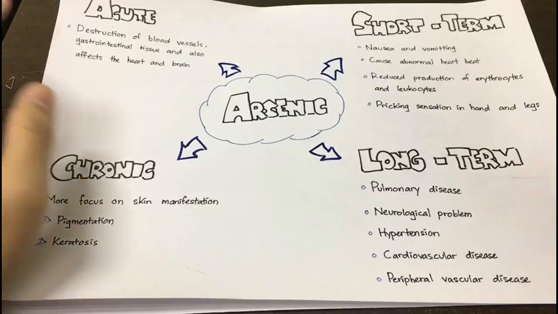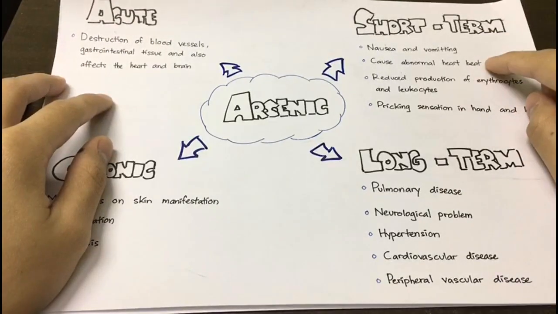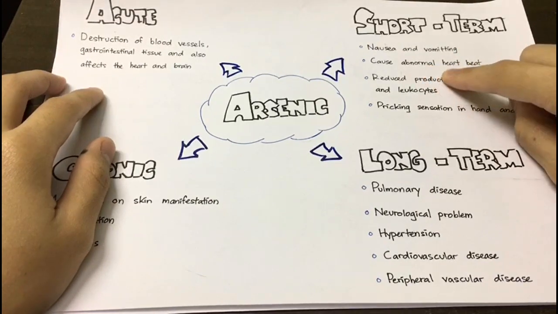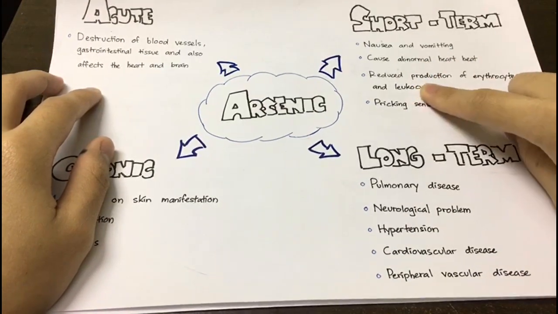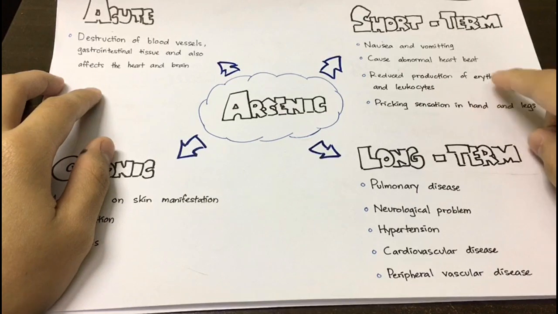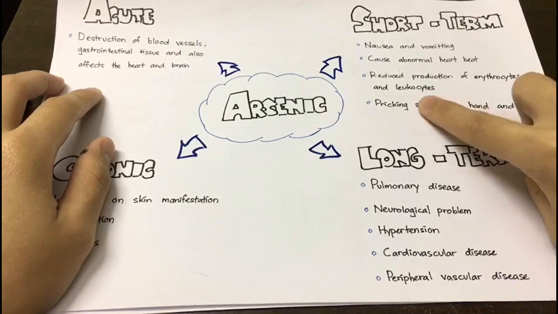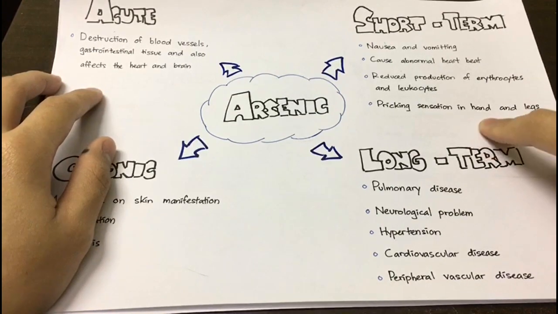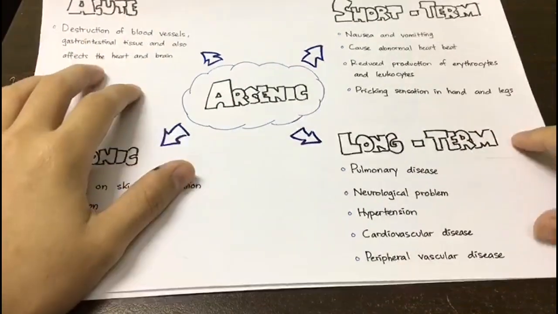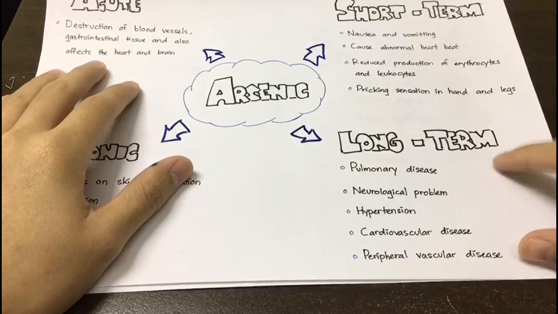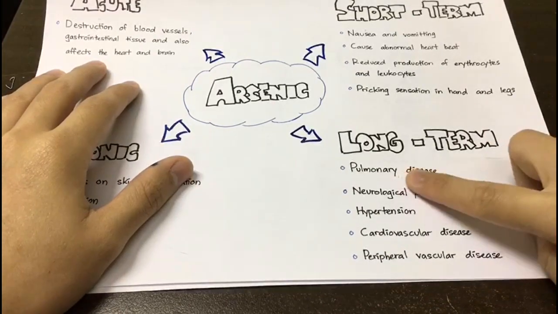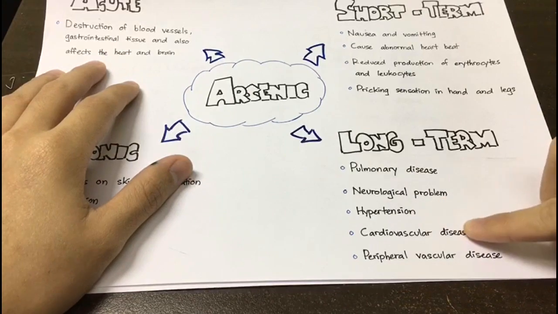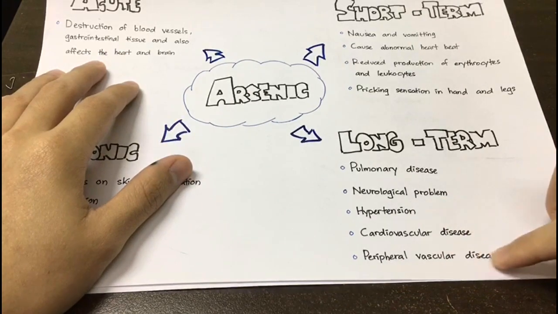For short-term effects, it can cause nausea and vomiting, cause an abnormal heartbeat rate, reduce the production of white blood cells and red blood cells, and also cause a pricking sensation in your leg and hand. For long-term effects, the following will be the effects, such as pulmonary disease, neurological problems, hypertension, cardiovascular disease, and peripheral vascular disease.